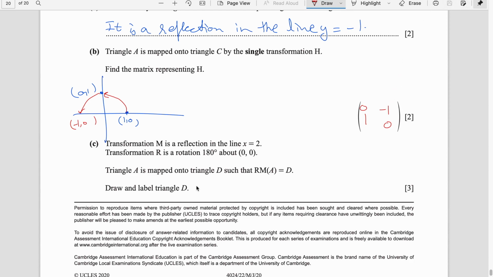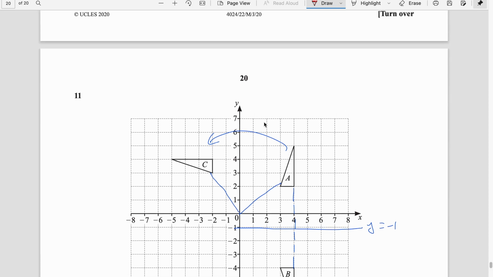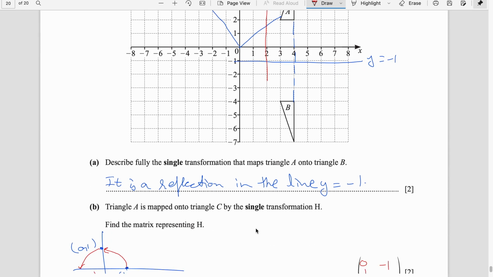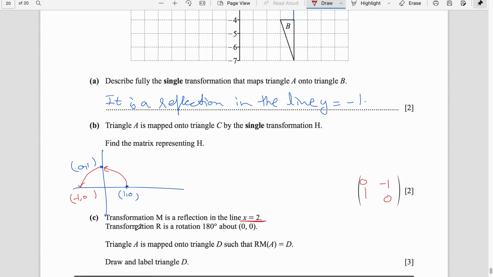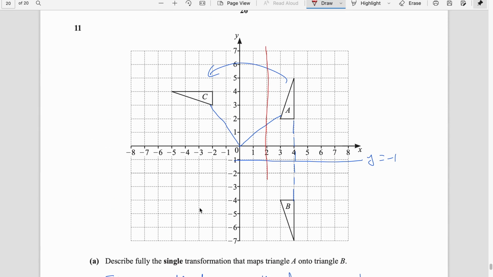C part. Transformation M is a reflection in line x is equal to 2. So x is equal to 2 is this line, and it is a reflection of what? Transformation R is a rotation 180 degrees about origin. Triangle A is mapped onto D such that RMA equals D. You always read it from right to left. So first to triangle A we will apply M, and M was reflection. So let's get done with this first.